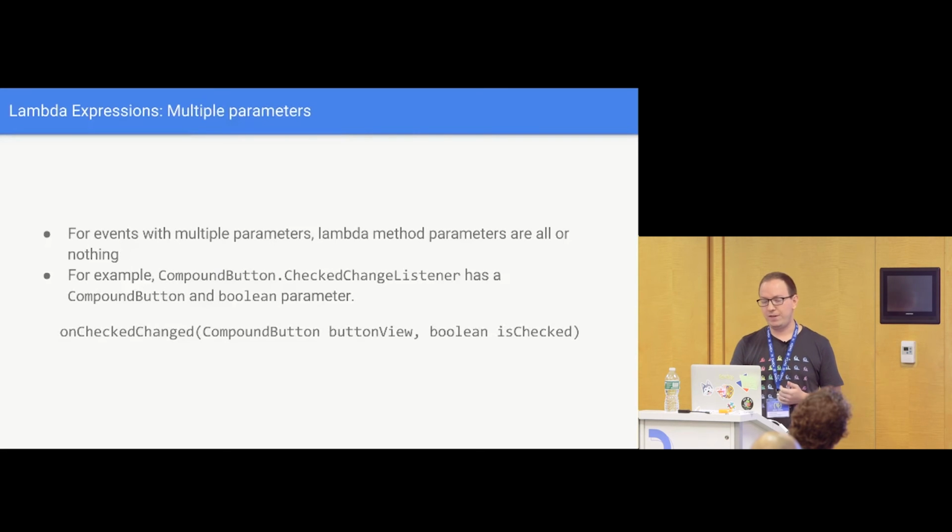But there is a catch here. If you are writing lambda expressions for events that have multiple parameters, for example, like the check change listener on a compound button, basically the rule is that it needs to be all or nothing. So you can pass both lambda parameters to the method, or you can pass none. But you can't pass one, just because there wasn't really a great way to parse that, and how would they know which one you wanted?